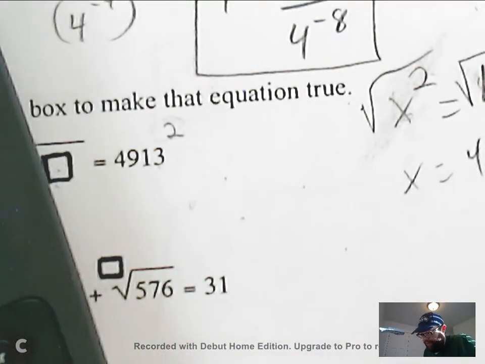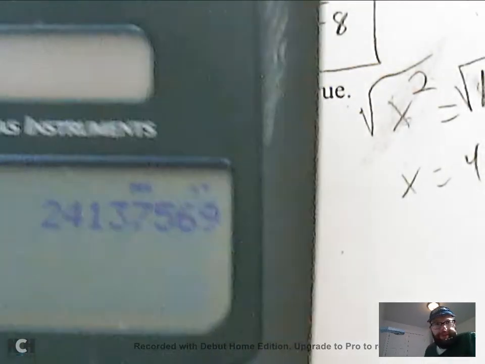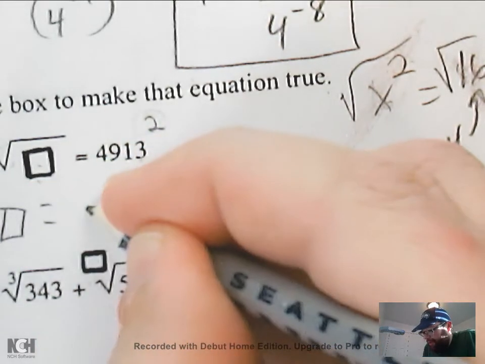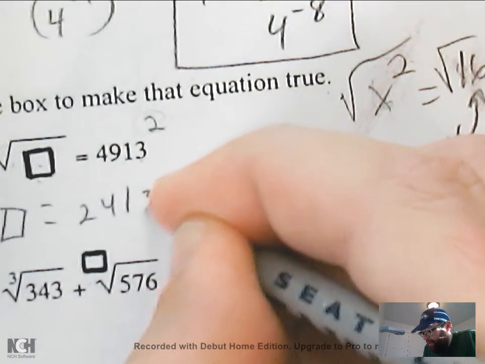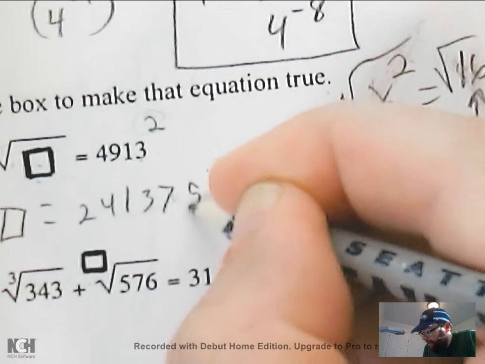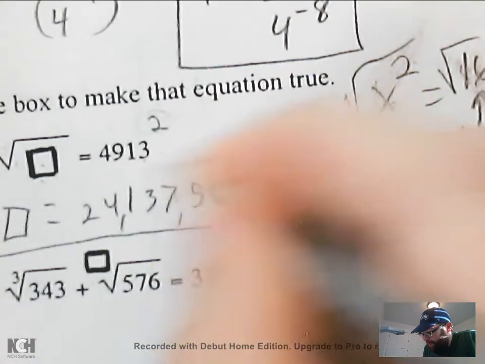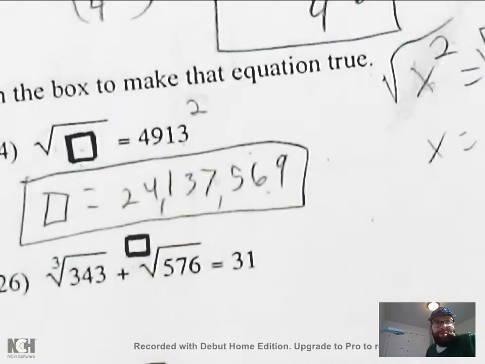So 4913 squared is, woo, very big number. Okay. So the box is going to equal 24,137,569. And that would be your answer, 24 million. Oh boy.